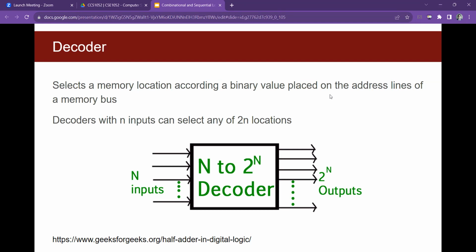That means even if there are 2 to the power n number of outputs, only one line is active, only true, at a given time.